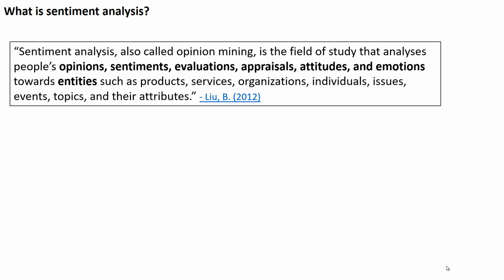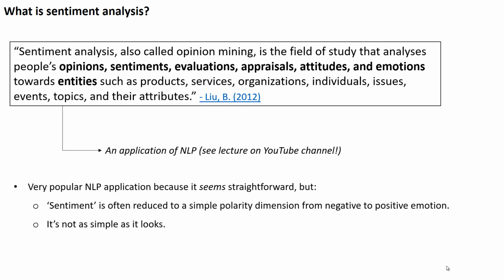We will try to estimate whether a certain piece of text is rather negative or positive in emotional valence. It's also a very popular NLP application because it seems rather straightforward. It seems more simple to estimate whether a certain piece of text is negative or positive when you compare it to, let's say, detecting a certain news frame or detecting more complex constructs such as toxicity in a certain text. But there are two reasons that we should be critical of this enthusiasm, let's say, towards sentiment analysis.